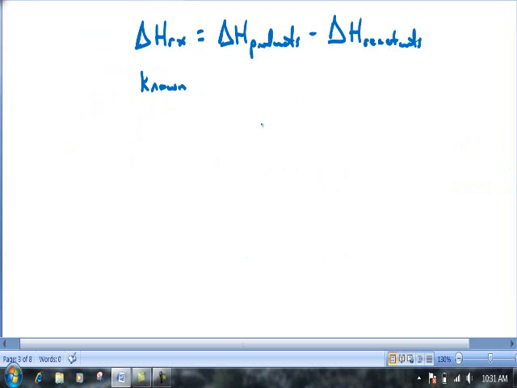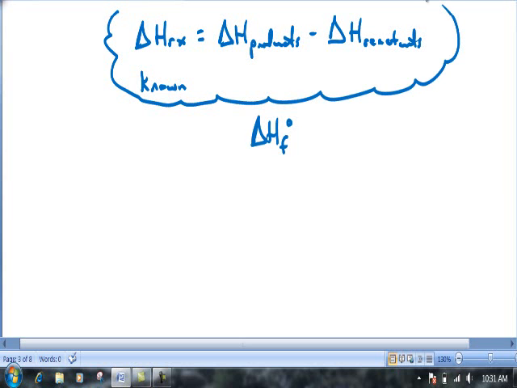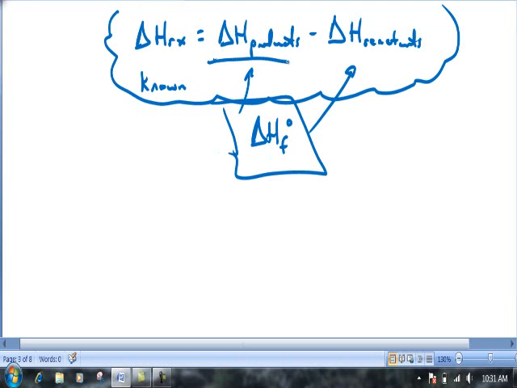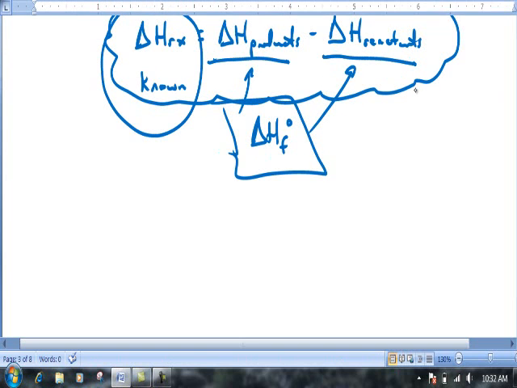To get a known enthalpy of reaction, what we would do is look for standard enthalpy of formation values for our products and for our reactants. And if we take the total enthalpy for our products, and subtract from it a total enthalpy of our reactants, that'll allow us to get a known value for our enthalpy of reaction.